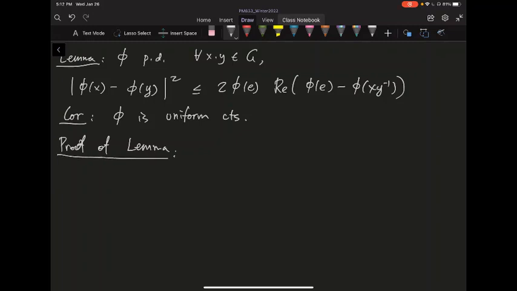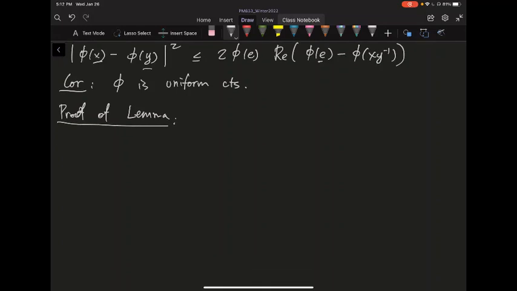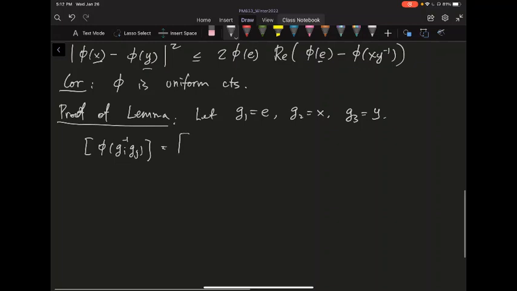To prove this lemma, you probably already noticed we have an x, we have a y, and then we have the identity. So you probably want to look at a 3x3 matrix being positive definite. Let g1 equal the identity, g2 equal x, and g3 equal y. So your matrix, phi of g_i g_j inverse, is going to be equal to the following.